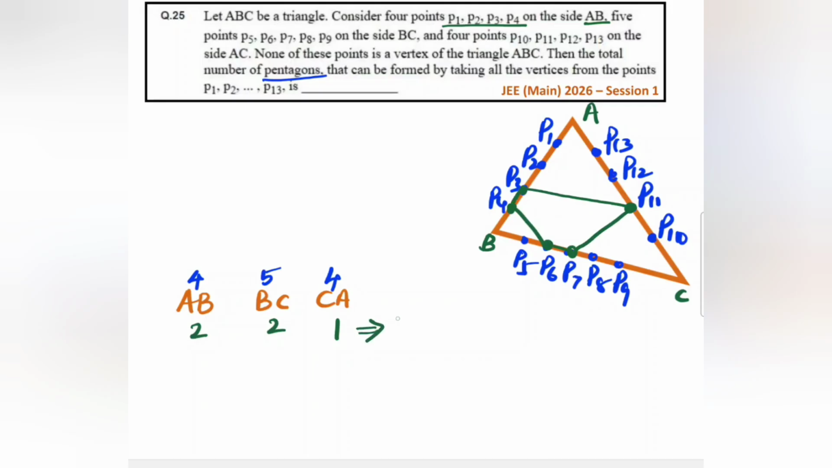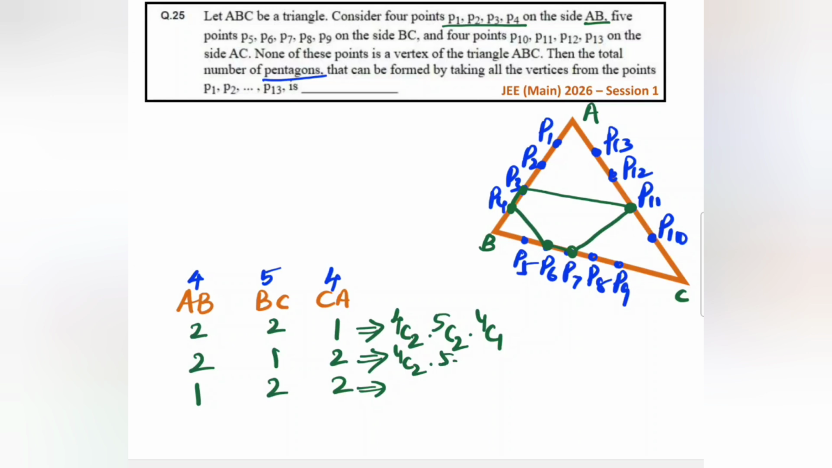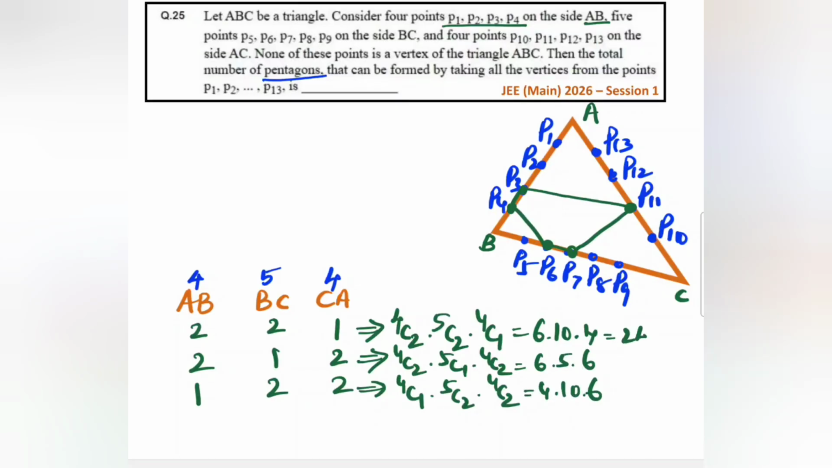So this can be done in: out of 4 I need to select 2, out of 5 I need to select 2, out of 4 I need to select 1. Similarly, 2 from this, 1 from this, 2 from this, and 1 from this, 2 from this, 2 from this. So this gives 4C2 into 5C1 into 4C2. Similarly 4C1 into 5C2 into 4C2. This gives 6 into 10 into 4, and 6 into 5 into 6, and 4 into 10 into 6. So this is 240, 180 and 240, which gives 660. So 660 pentagons are possible.